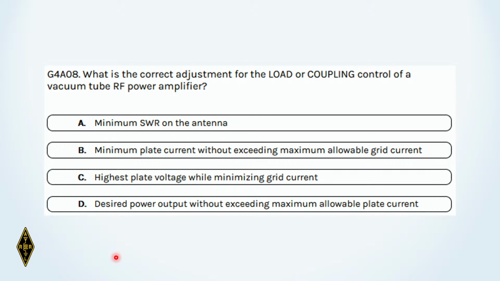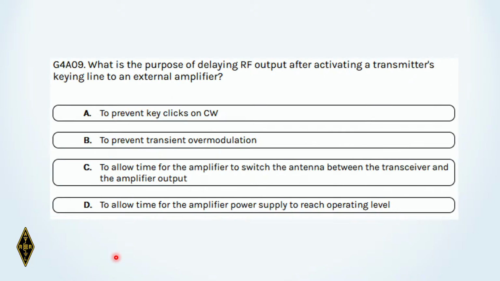It is Delta, the desired power output without exceeding the maximum allowable plate current. Most of the time it's just adjusted for maximum output power, and then you'll look and make sure you're not exceeding the max of the tube.